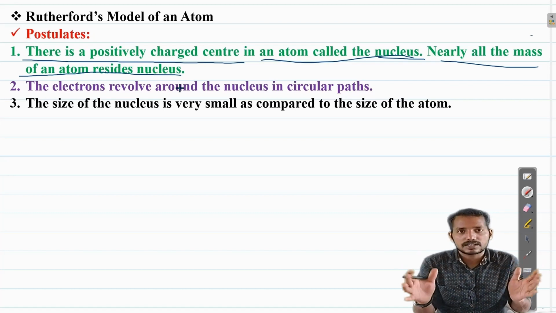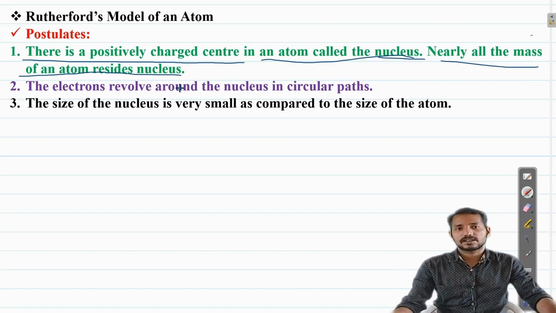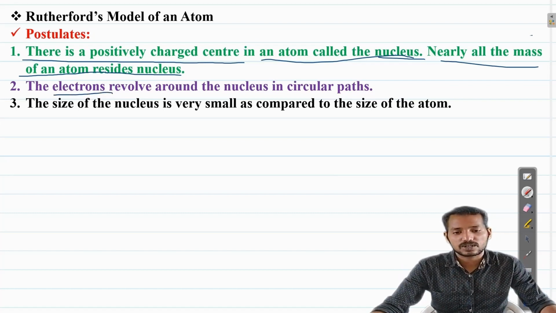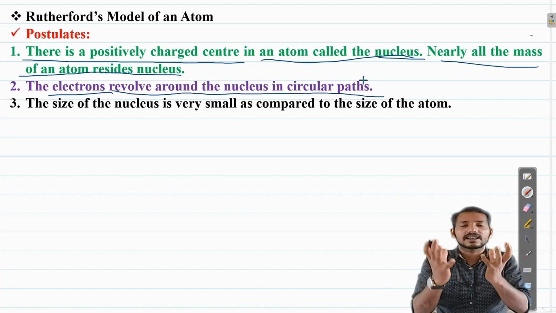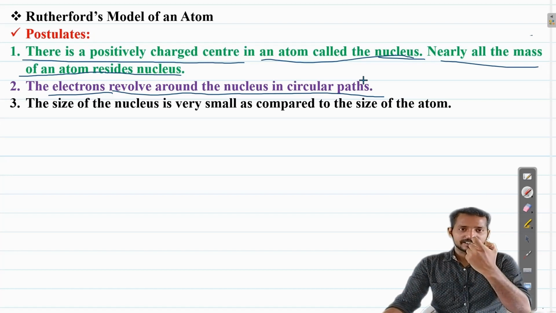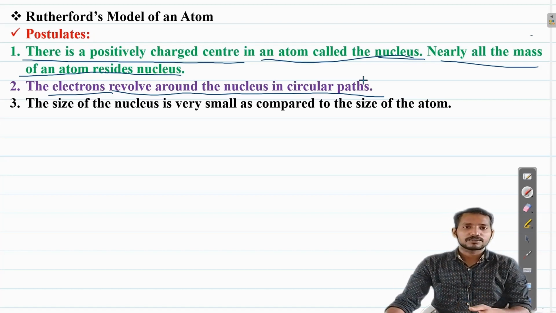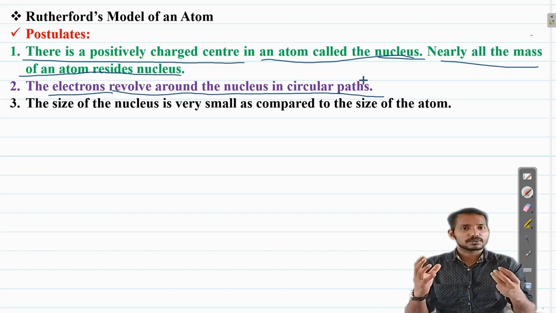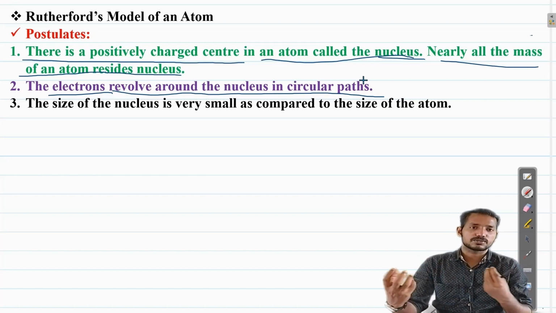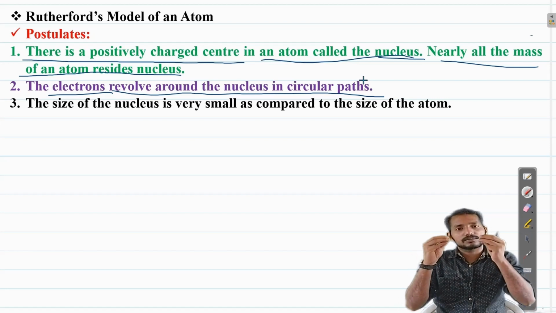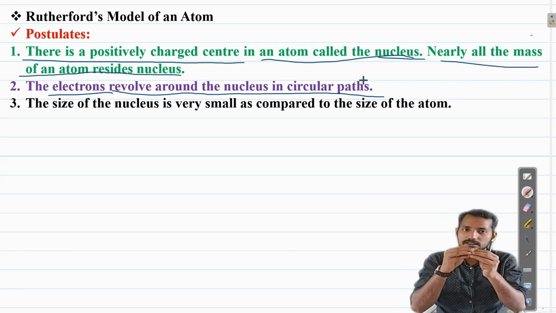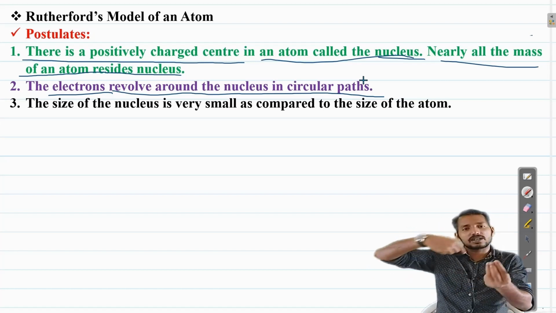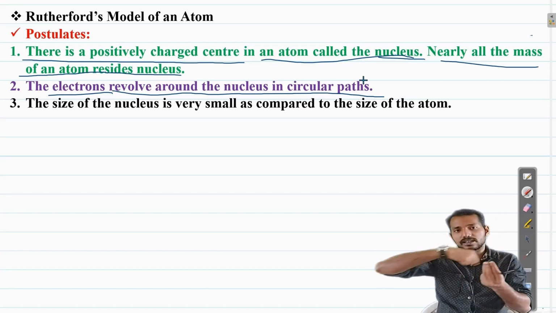Not complete mass, but nearly all the mass. Clear. Second, the electrons revolve around the nucleus in a circular path. He gave a clear idea about the interaction between the electrons and protons, because as we know, electrons and protons have an attractive force between them. While the electrons and protons should not physically interact or hit together, the electrons are revolving around the nucleus.